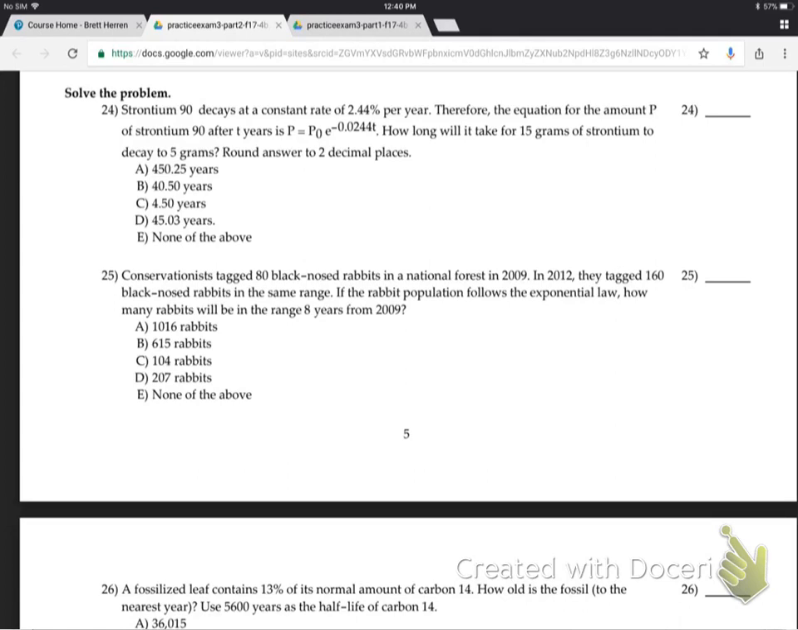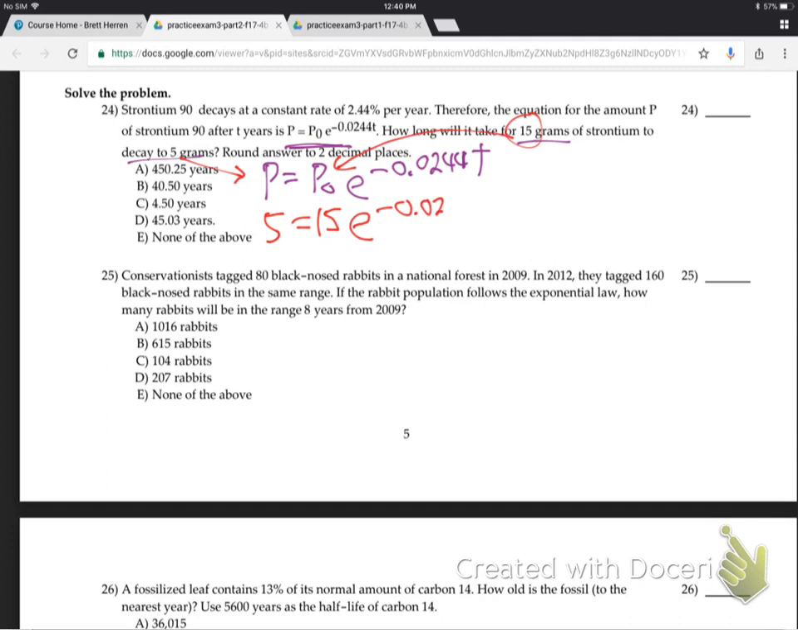All right, 24, strontium. Here's the formula. P equals P0 e to the minus 0.0244 T. How long will it take for 15 grams to decay to 5 grams? All right, so where do I put the 15? P0, huh? Yeah, the 15 goes right there. And the 5 goes out there, doesn't it? Is that making sense? Everybody see what I did there?